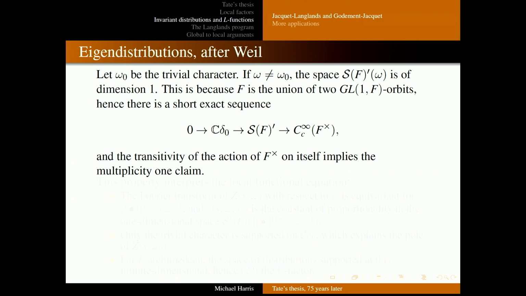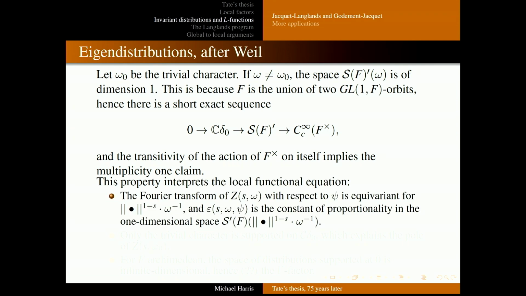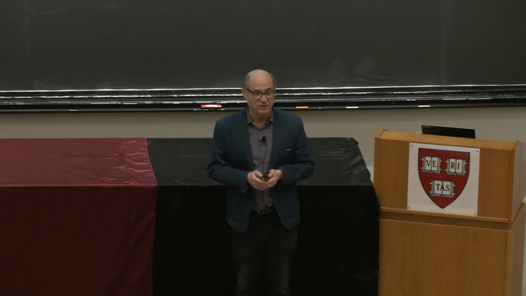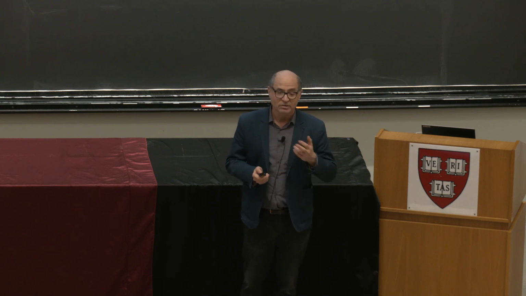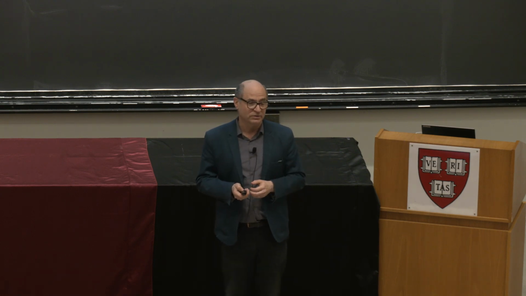So this property is an interpretation of the local functional equation, because the Fourier transform with respect to psi is equivariant with respect to this character. And then the epsilon factor turns out to be the constant of proportionality between the distribution written in two different ways.